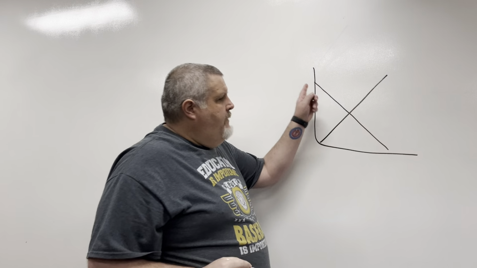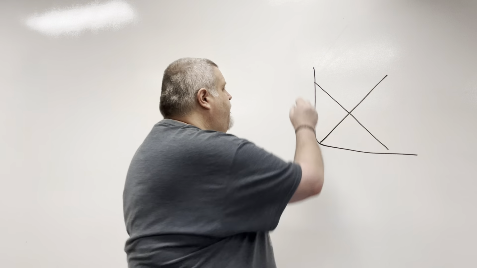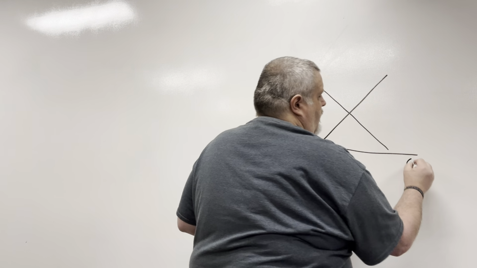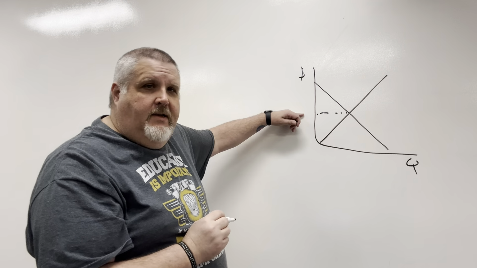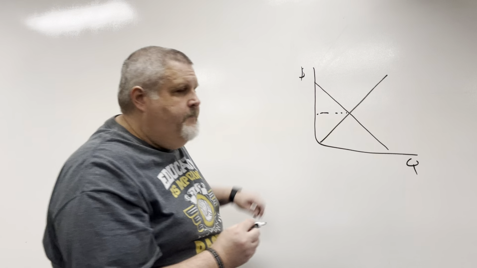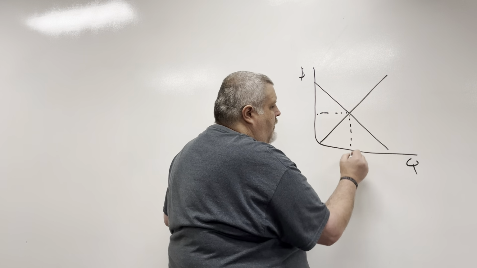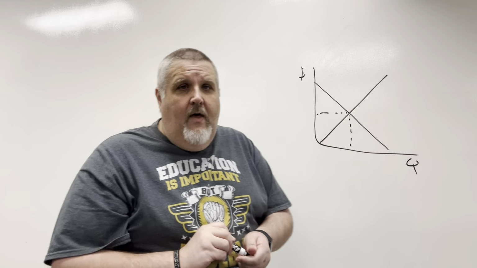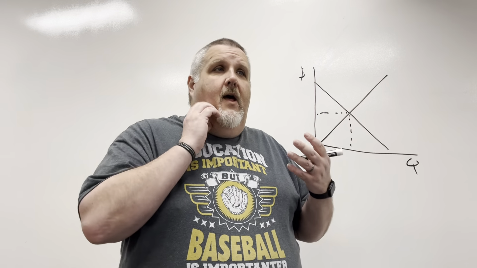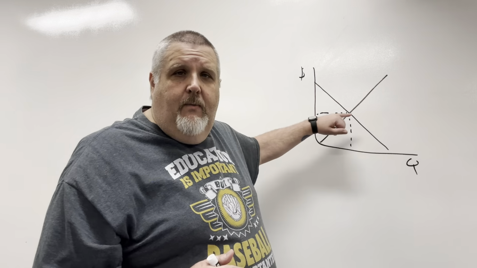So if I draw a demand curve and a supply curve, that is our equilibrium price. Where they cross, we come over to our price. And that is our equilibrium quantity, okay? And so that's all that we care about right there. Where they cross is our equilibrium point.